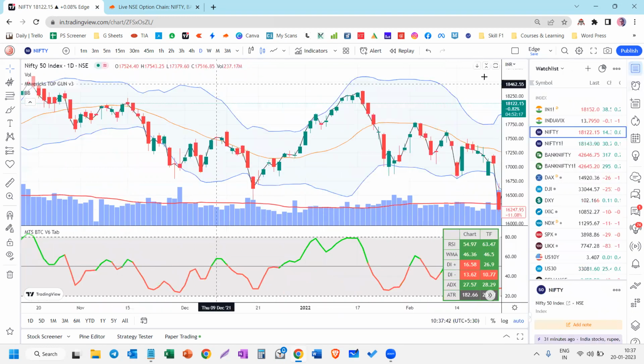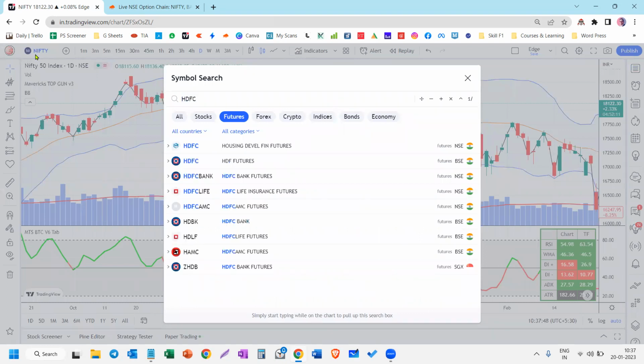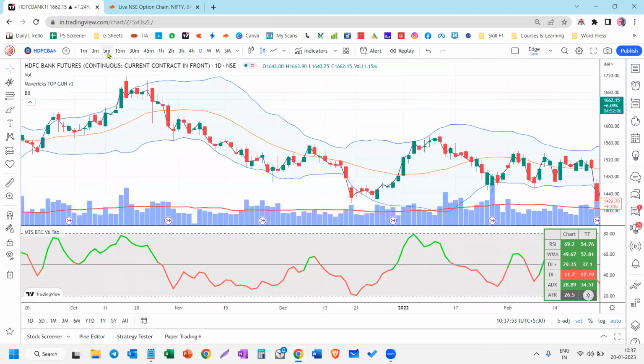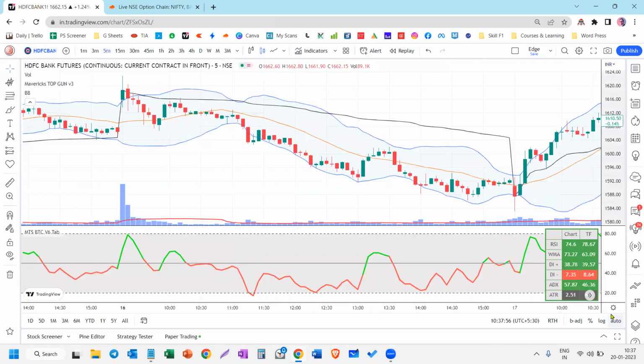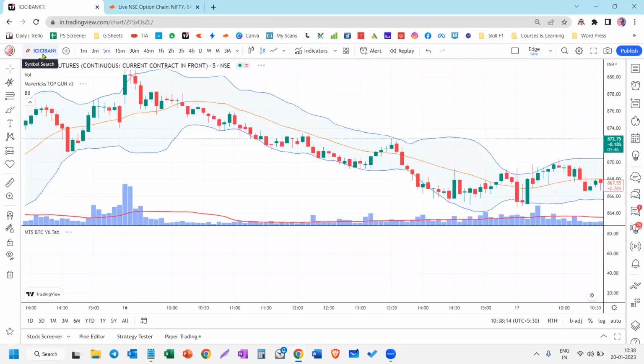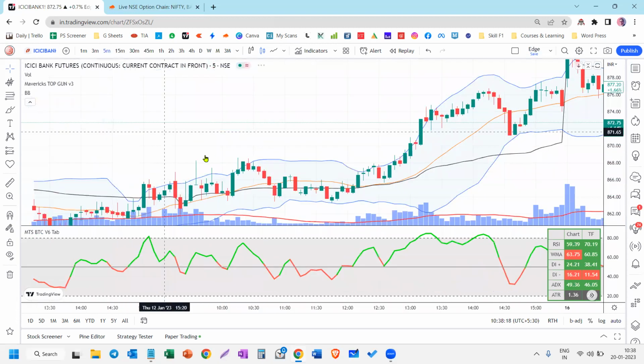Let's check ICICI Bank or HDFC Bank if the same thing happens in options. We go to HDFC Bank futures, go to a 5-minute candle, same logic. See, no need to get scared. If the market is below VWAP and the Bollinger is broken, it's a sure short rally. Let's look at ICICI Bank. Same thing on 16th. Let's look at some other date.